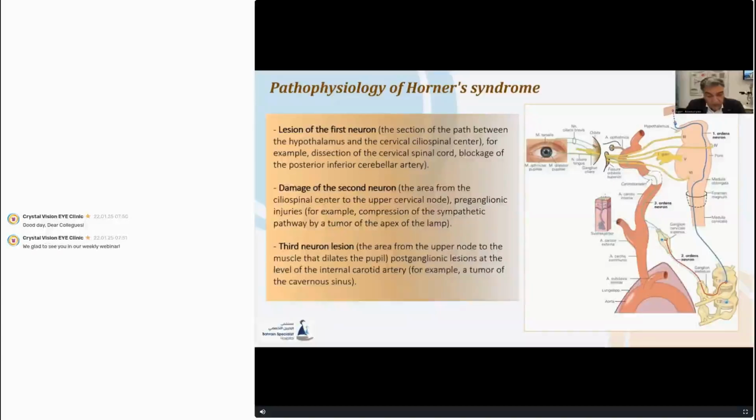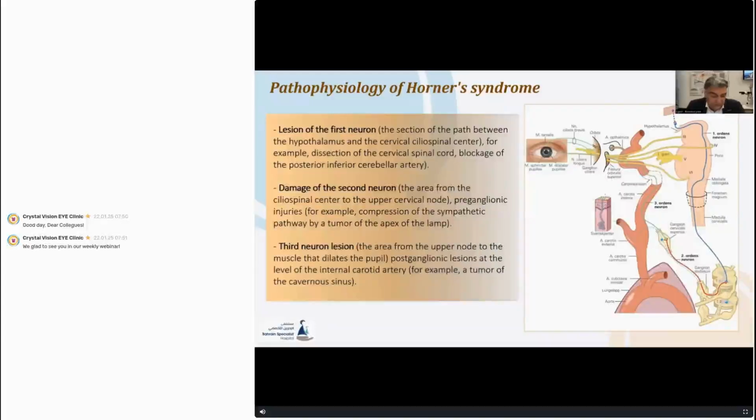And there is also a third neuron that goes from the upper sympathetic cervical ganglion, which dilates the pupil. Damage here, at the level of the internal carotid artery, for example, or a tumor of the cavernous sinus, can also lead to the development of Horner's syndrome. Accordingly, in each of these cases, the degree of manifestation of Horner's symptoms varies. I won't go into detail here.